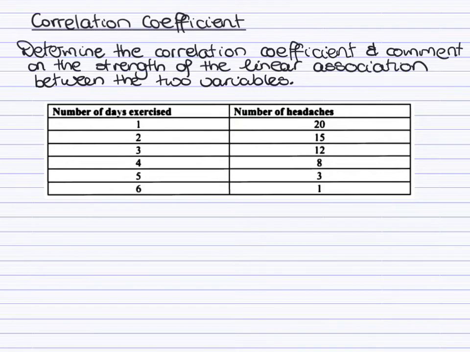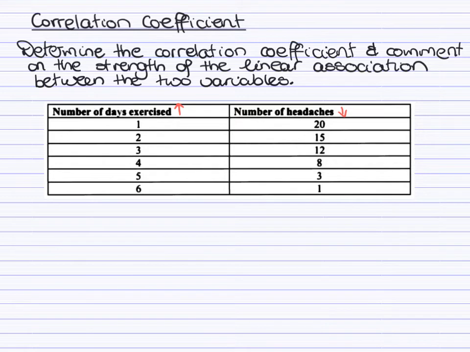So before we even begin, what I would advise you do is examine what's happening. As the number of days increases, what happens to the number of headaches? The number of headaches decreases. So just from observing it, you see that there is a negative association or negative relationship. So when you now work out your correlation coefficient and you get a positive value, then you've done something wrong.